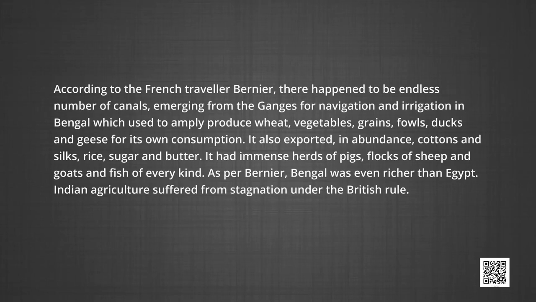It also exported in abundance cottons and silks, rice, sugar, and butter. It had immense herds of pigs, flocks of sheep and goats, and fish of every kind. As per Bernier, Bengal was even richer than Egypt. However, on the contrary, Indian agriculture suffered from stagnation under the British rule.